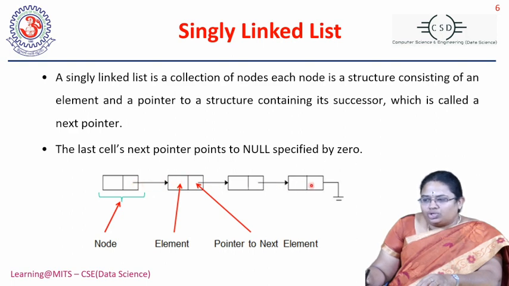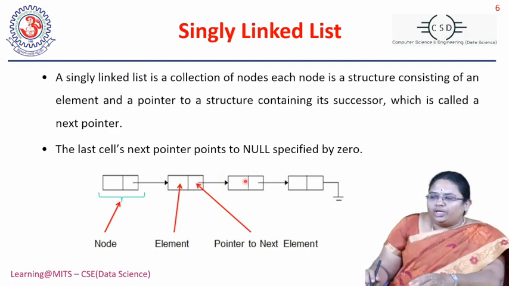A linked list is a collection of nodes. Each node contains a data field and an address field. The address field contains the address of the next node. So this is a singly linked list. In the last cell's next pointer, we store the null value as specified here. This is a node. In that node, the first part is the element and the second part is the pointer to the next node. It holds the address of the next node.